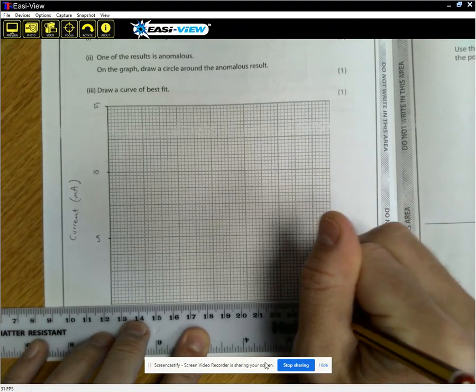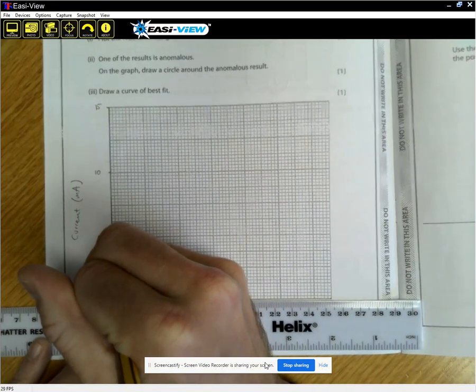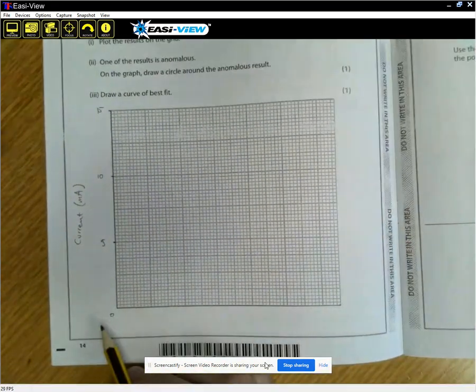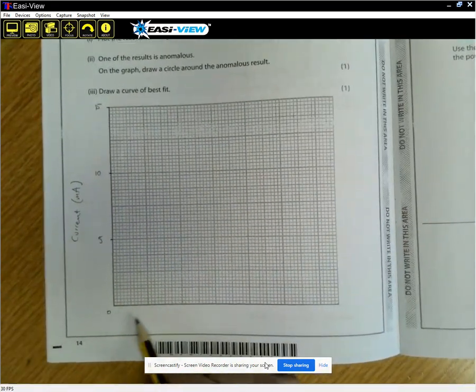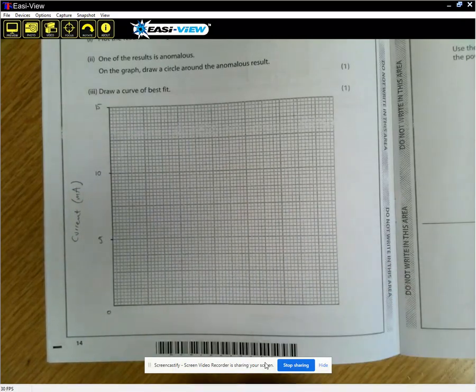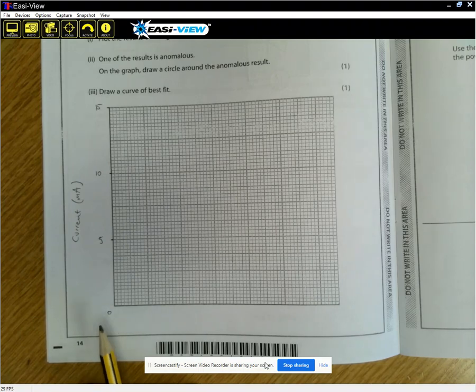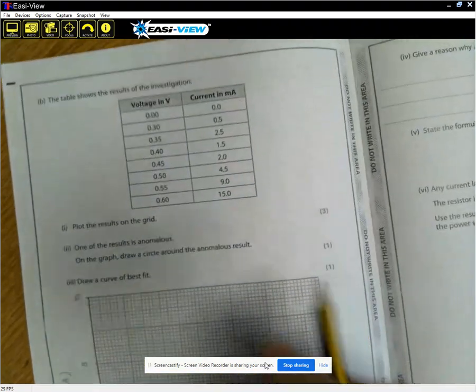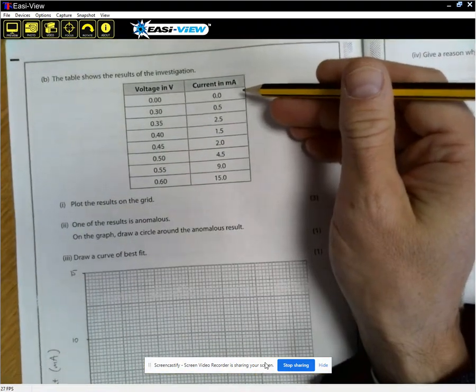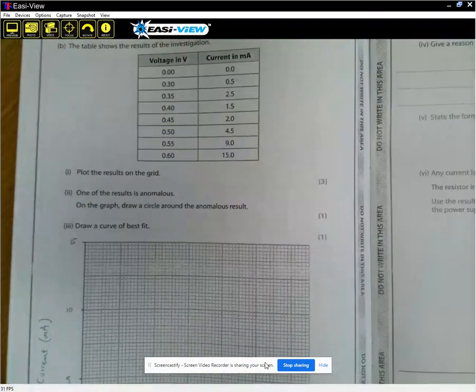So what I mean by that is that their scale, if you're plotting 0, 0, then you can't jump from 0 to 10 or 0 to 30 or whatever. You can choose not to start at 0 for a graph, but if you've got a point where you're plotting 0, 0, you cannot do that. So you have to start this one at 0, 0.